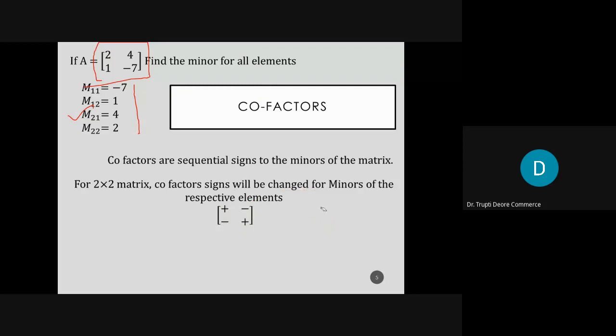2 by 2 च्या मॅट्रिक्समध्ये डायगोनल व्हॅल्यूजचं साइन चेंज नाही होत, नॉन डायगोनल एलिमेंटचं साइन चेंज होतं. सो कसं होतं, म्हणजे चेक आऊट. आता फर्स्ट याच्यामध्ये बघा कसं आहे, हा एलिमेंट, हा मायनर कसला आहे, फर्स्ट याचा. ठीक आहे. सो फर्स्टचा आपल्याला साइन चेंज नाही करायचा आहे. तर जो मायनर आहे फर्स्टचा, तोच कोफॅक्टर फर्स्टचा सेम राहणार.